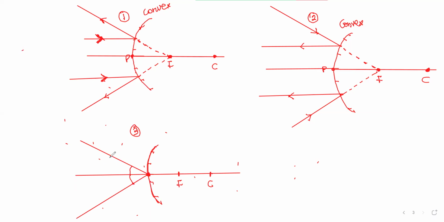So incident, reflected. And the last rule is the one passing through the mirror, hitting the mirror normally or at 90.